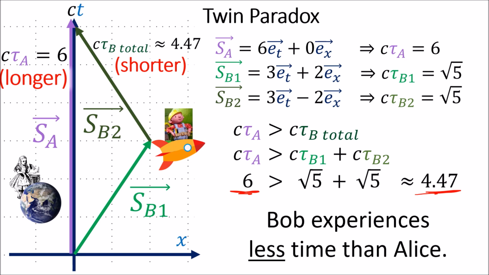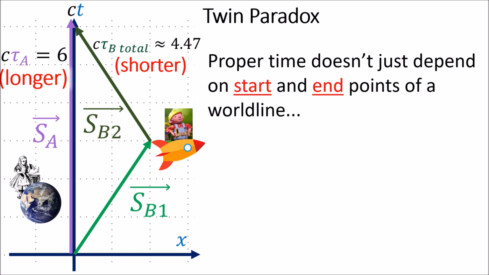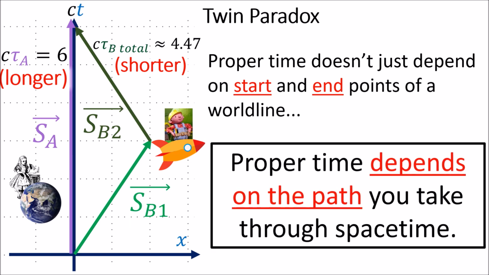So this is a very important concept to understand in special relativity. Proper time doesn't just depend on the start point and end points of a world line. The proper time also depends on the path you take through space-time. In some ways, this is similar to physical space.